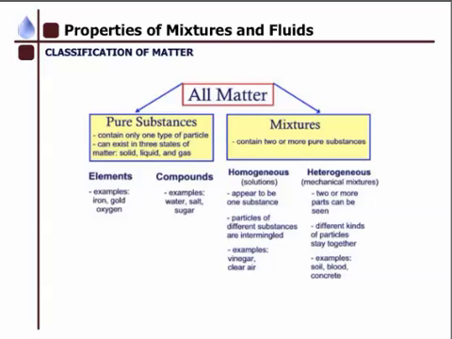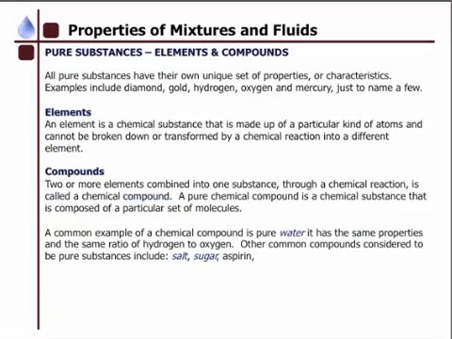Whereas a heterogeneous mixture, which is a mechanical mixture, has two or more parts that can be seen. Different types of particles will stay together. So, for example, we have soil, blood, and concrete. They have different types of pure substances within them, and they are easily distinguished with the naked eye and have their own properties.